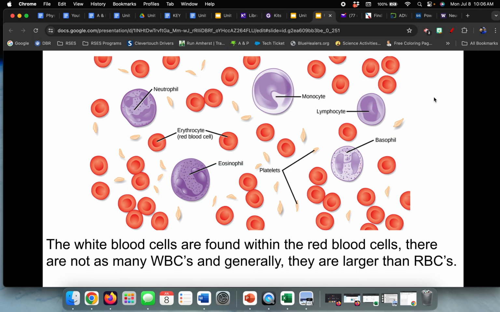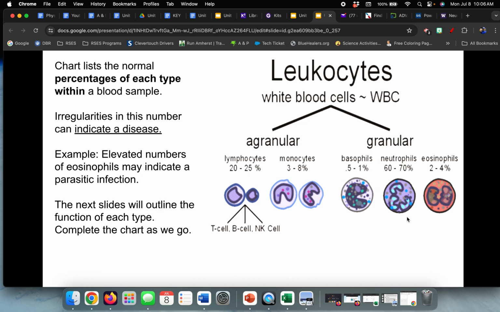There are fewer white blood cells than red. They're not needed as much. We need to carry oxygen all throughout the body, so there's a higher need for the red blood cells. We'll talk about white blood cell function soon. And you can notice the white blood cells are significantly bigger than the red blood cells.